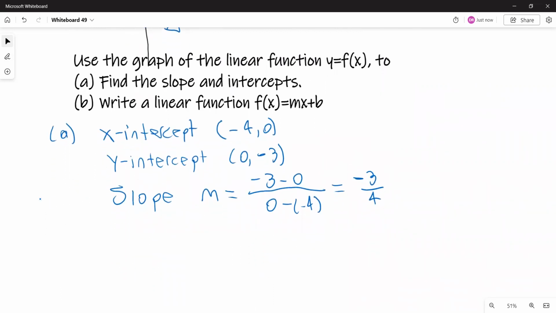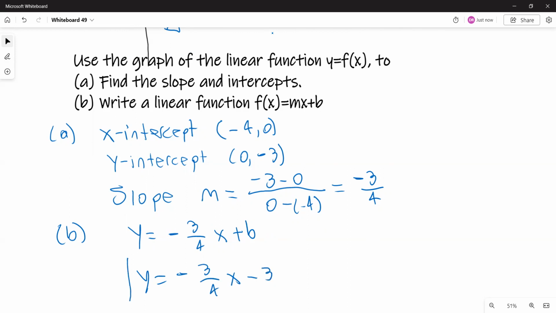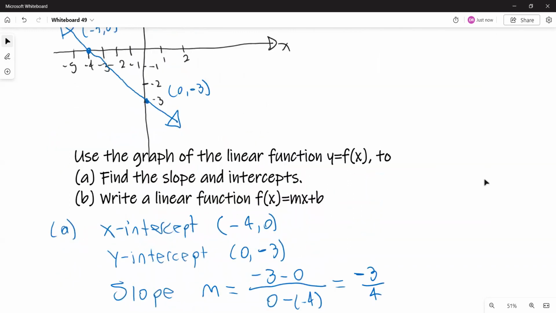And if we want to write a linear function, y is -3 over 4 times x plus b. And we can use either the x or the y-intercept. Well, we already know the y-intercept, so there's no need to do much. If the y-intercept is 0, -3, b must be -3. And we have the equation of a line with this graph.